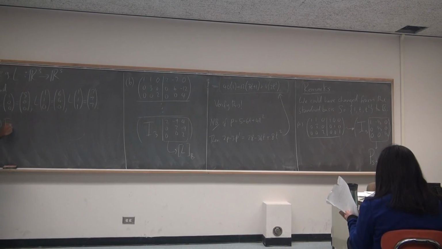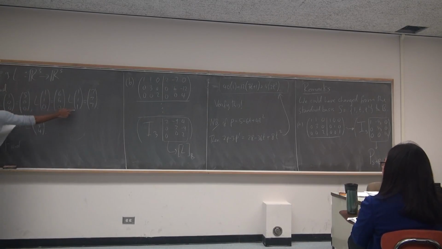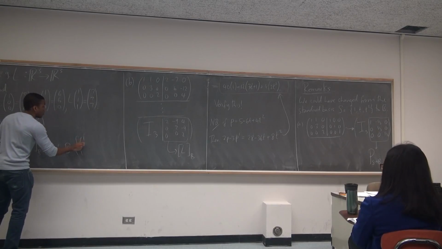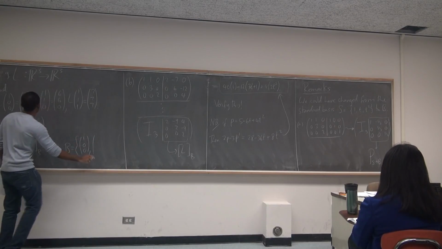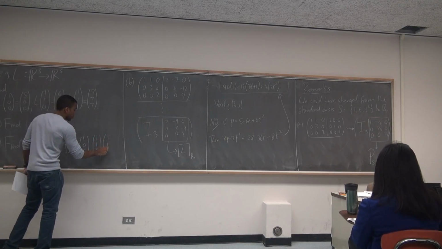Part A says find L of 2, 3, 4. Part B says find the matrix of L with respect to the basis vectors, these guys. So find L_B, with respect to B equals 1, 0, 0, 1, 1, 0, 1, 1, 1.